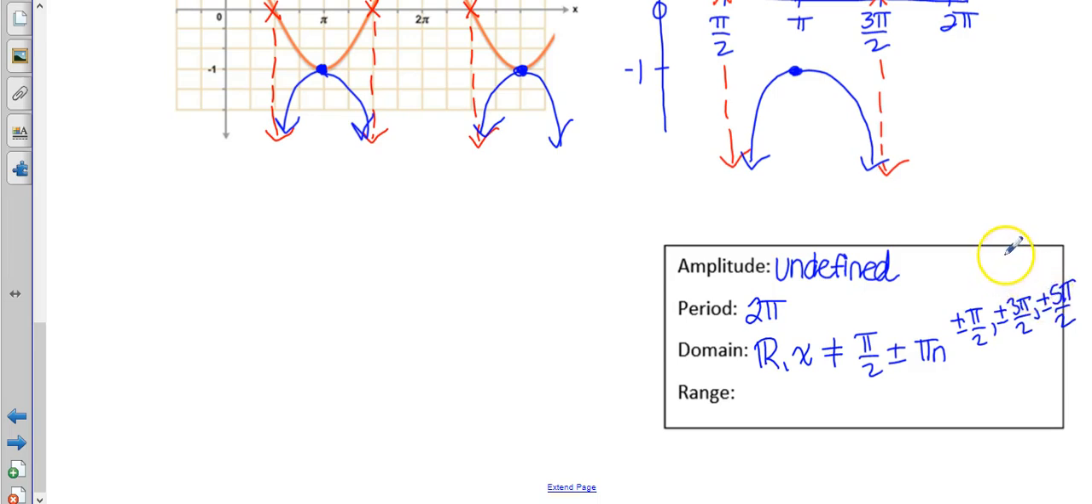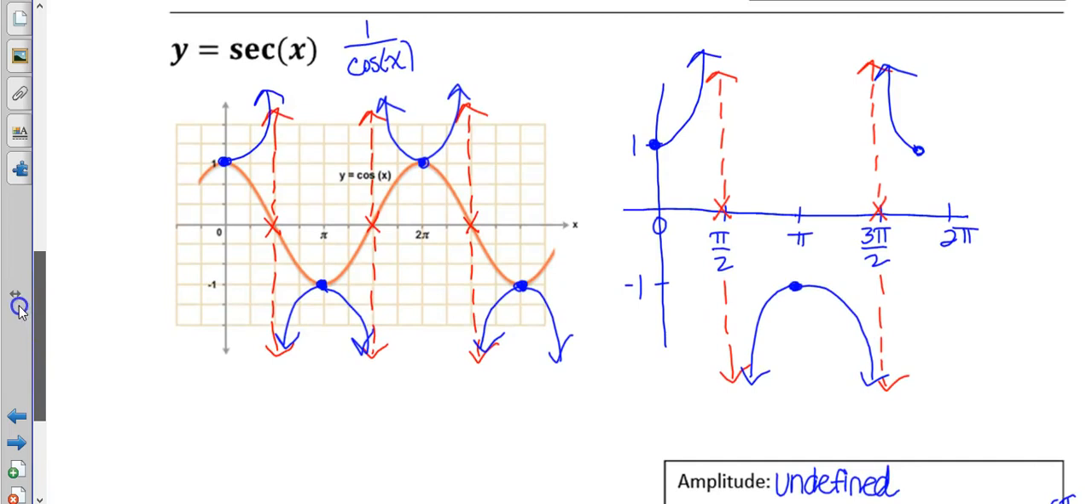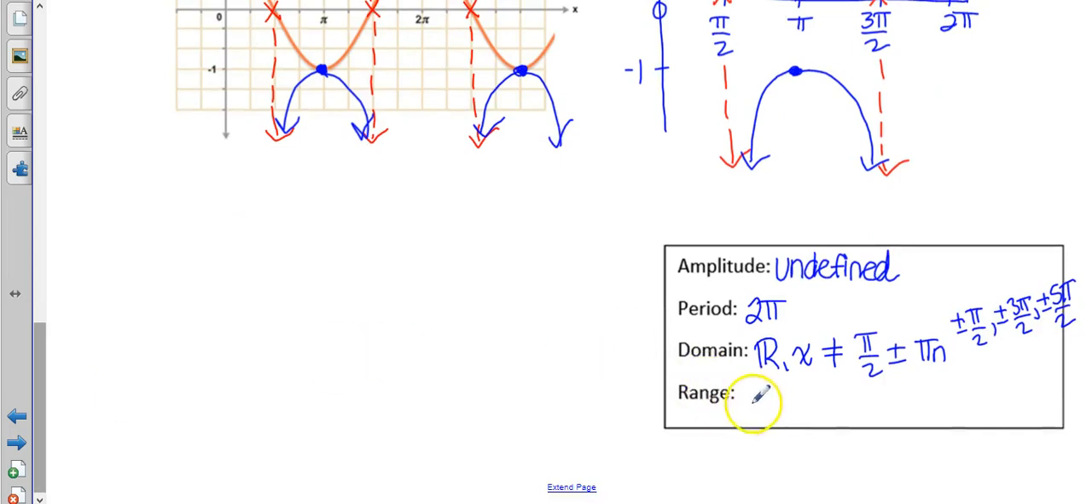Range, once again, is affected by a. If d was involved, a and d. In this case, a is 1. So notice, -1 and 1, big gap in the middle. That's no good. So our range, our y values, go from -infinity up to -1. It can be -1, so -1 gets a bracket. Union, bracket, 1 to infinity.